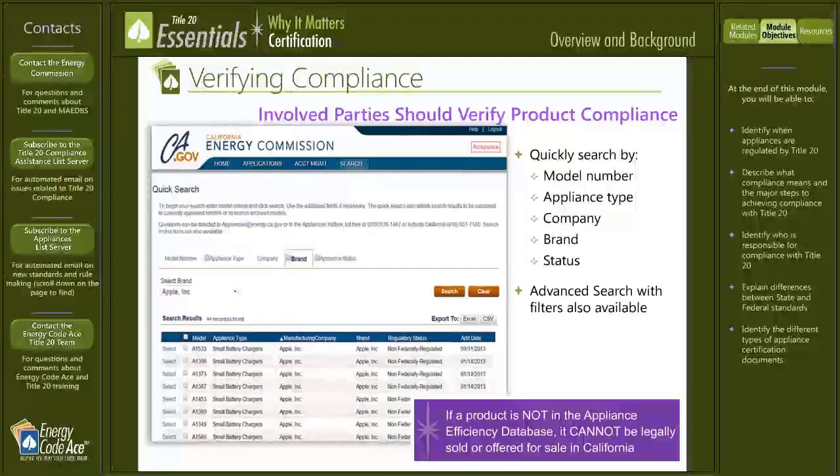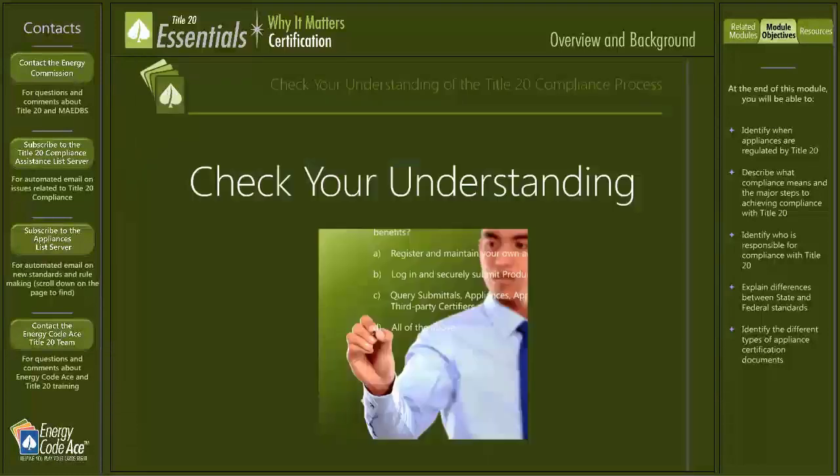Remember, involved parties should verify product compliance. You can quickly search to see if an appliance is in the MAE-DBS by using the Appliance Search function on the MAE-DBS login portal. You can quickly search by model number, appliance type, company, brand, or status. If you want to do an advanced search using other filters, you can use the Advanced Search function also found on the MAE-DBS portal.